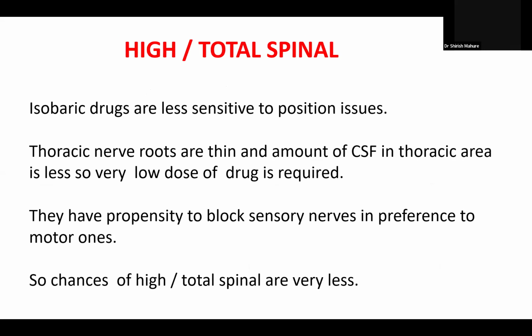The level of anesthesia: isobaric drugs are less sensitive to position issues. Thoracic nerve roots are thin and the amount of CSF in the thoracic area is very much less, so a very low dose of drug is required to achieve the desired level of anesthesia. They have a propensity to block sensory nerves in preference to the motor ones, so the chances of a high total spinal are very low.